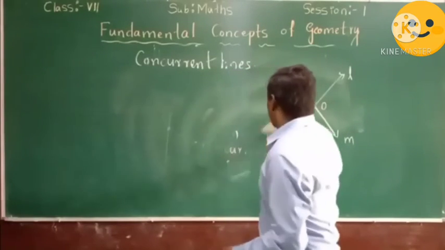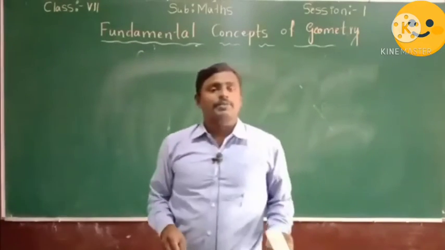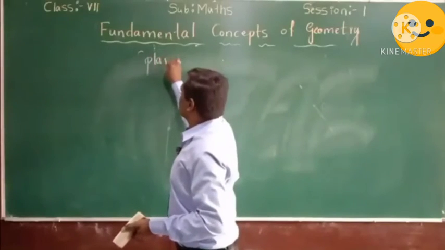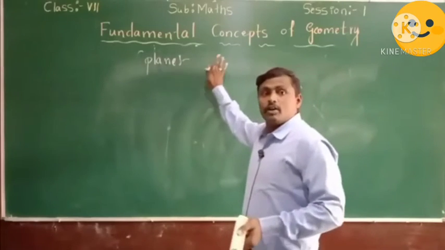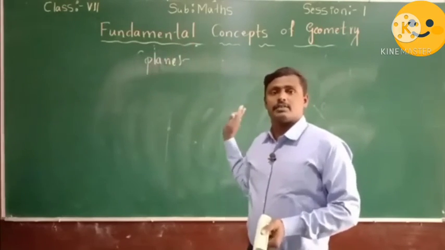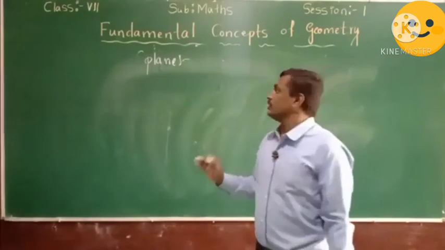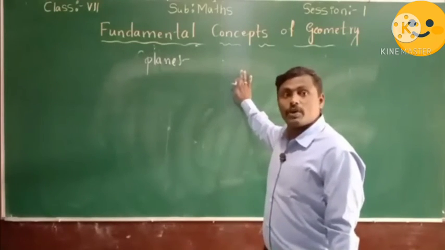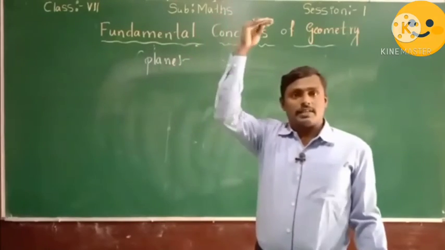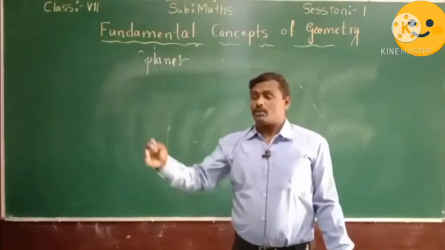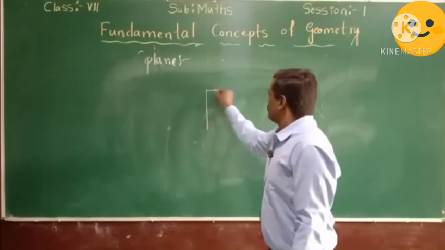Next come to the topic, that is planes. Plane means 2D shapes. As we all know, planes are flat surfaces which do not have any height. For example, this green board is a flat surface. This is one type of plane. The top of the classroom, or the top of the table, top of the benches. These are examples of a plane.